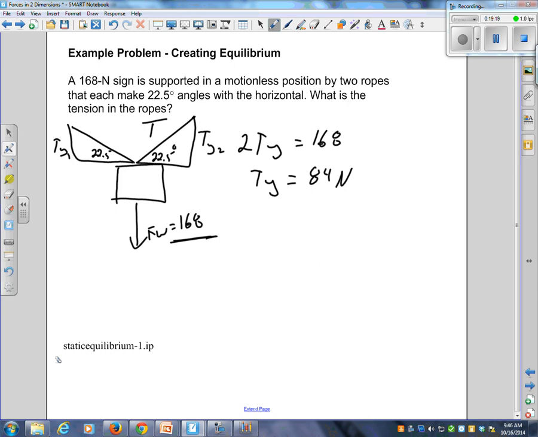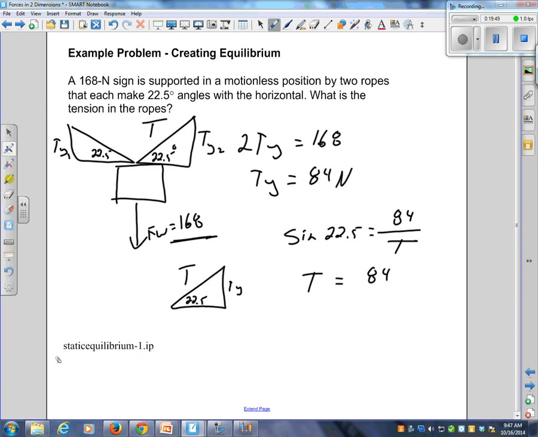Now let's go into our triangle here: T_Y, T, 22.5 degrees. I've got opposite and an angle, and I want to find the hypotenuse. What is opposite and hypotenuse? Sine. So sine of 22.5 is opposite, which is my T_Y, 84, over hypotenuse, which is T. T equals 84 over sine 22.5. I don't have a calculator.